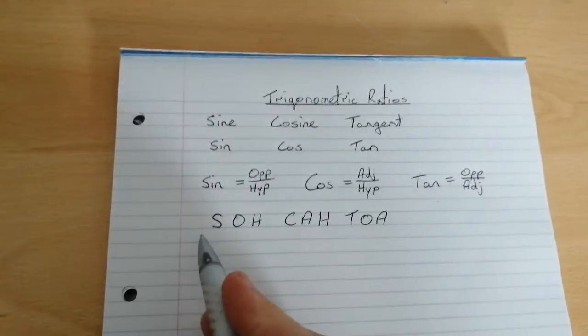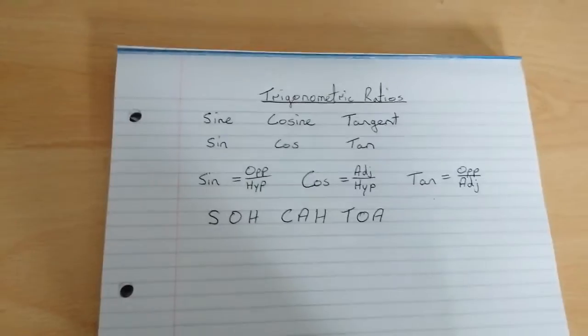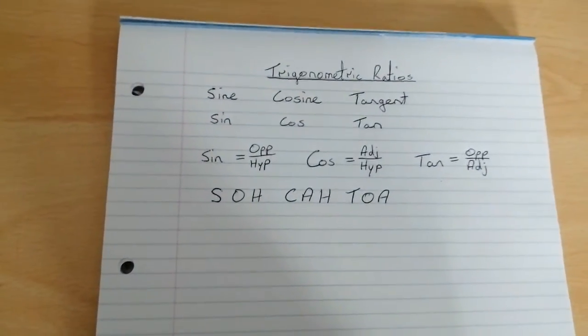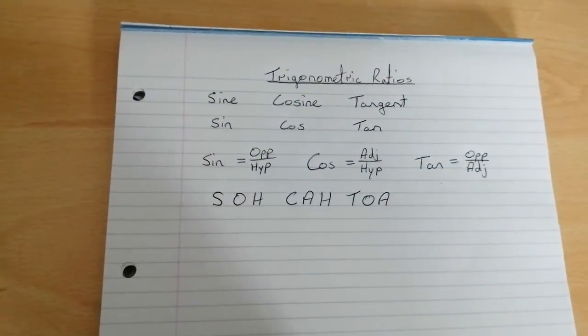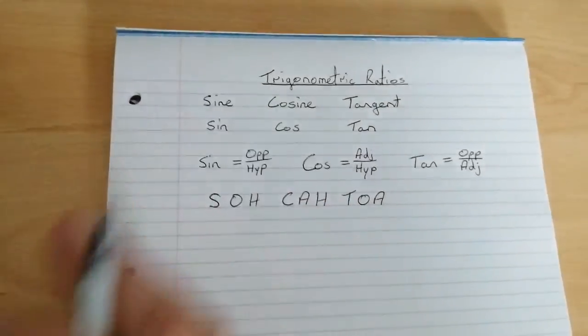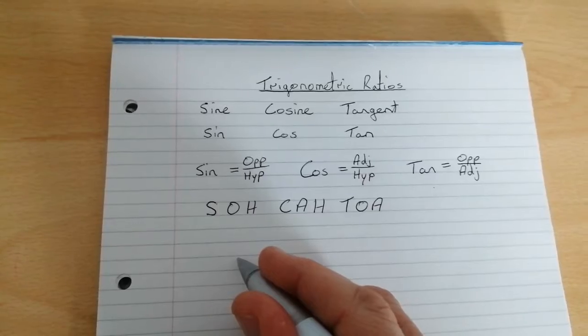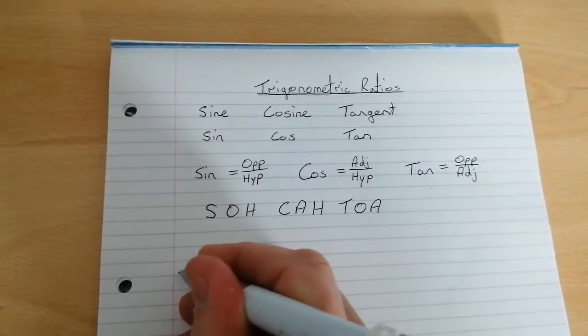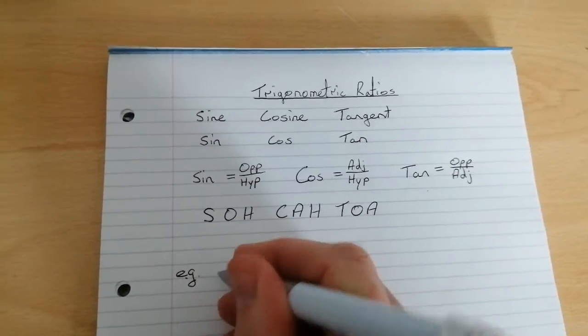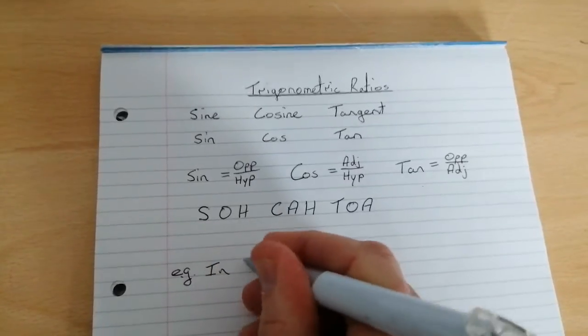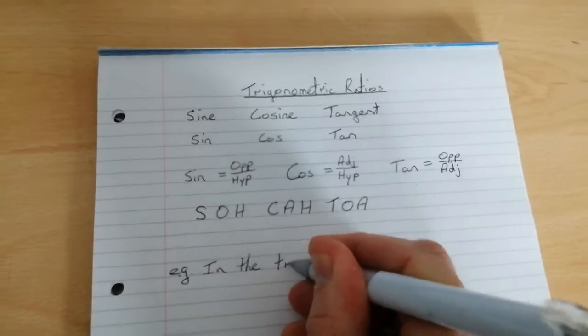So that's the first part of the lesson today. You'll need to learn them off. Now to see them in action, not really doing any calculations as such yet, but just to see what you'll have to be able to do with them for a start before you start doing actual calculations, let's get an example. In the triangle below.